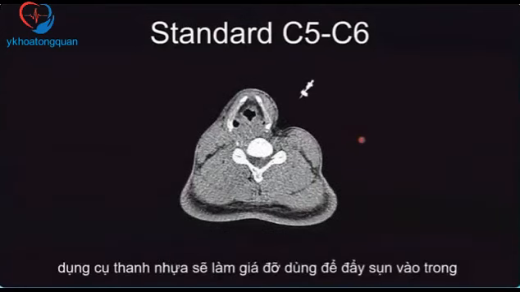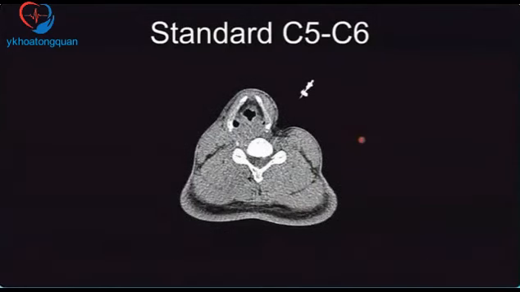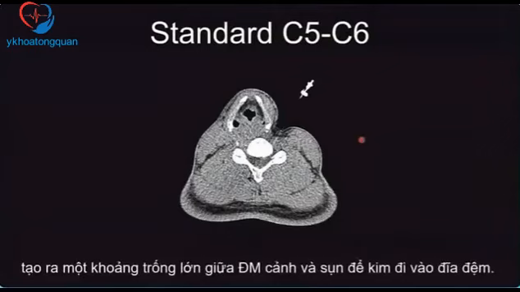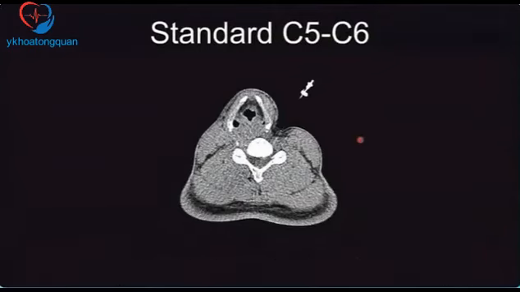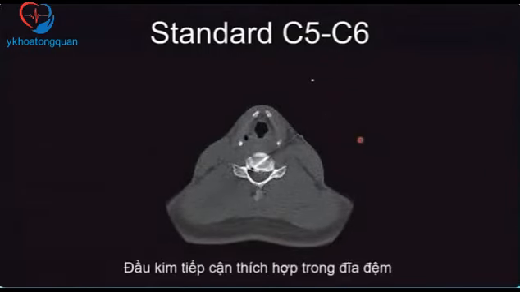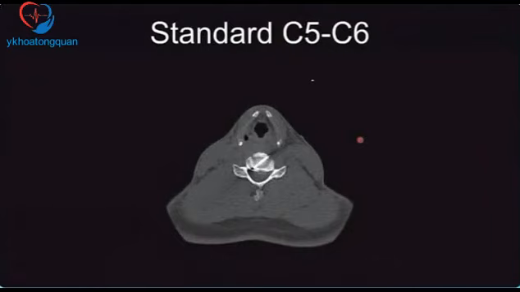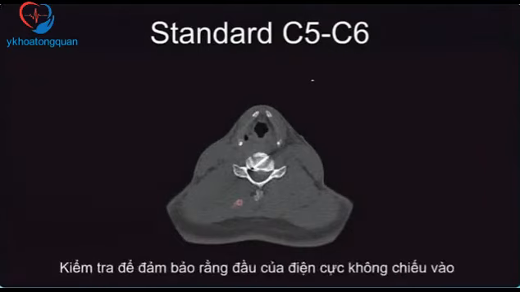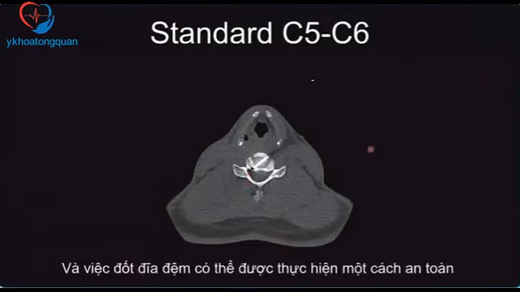The radiolucent stick is then used to push the cartilage medially so that there is a larger space between the carotid artery and the cartilage for the needle to enter the disc in an oblique direction. Once the needle tip is satisfactorily sited within the disc, the electrode is inserted coaxially. Check that the tip of the electrode does not project into the spinal canal, and disc ablation can safely be performed.